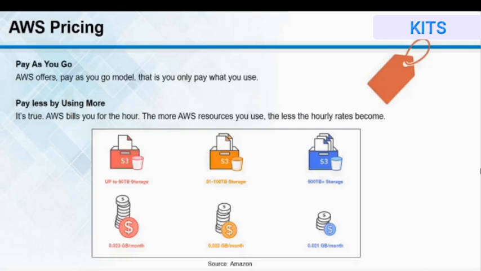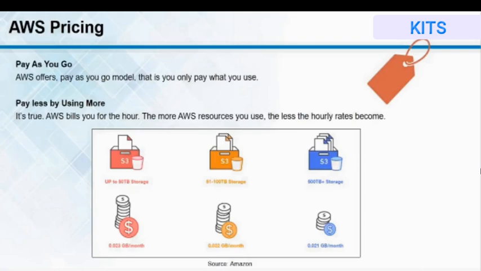The next model is pay less by using more. This is a very interesting concept. Let's understand this. We have included the pricing for S3. If you're using S3 up to 50 TB of storage, you are charged at $0.023 per GB per month.